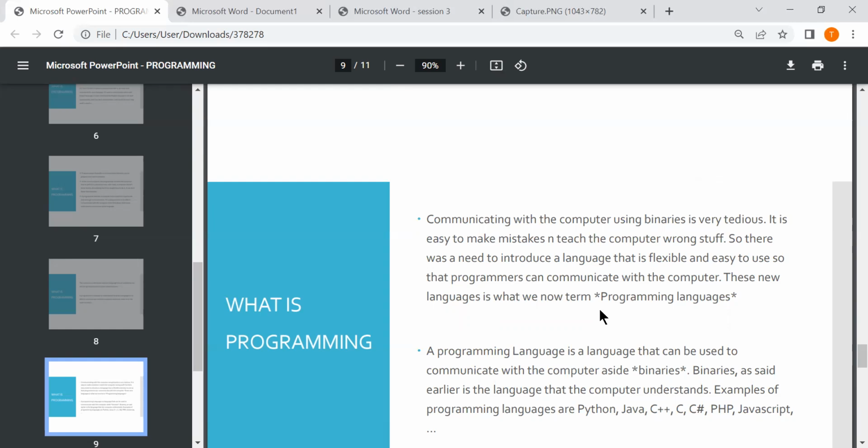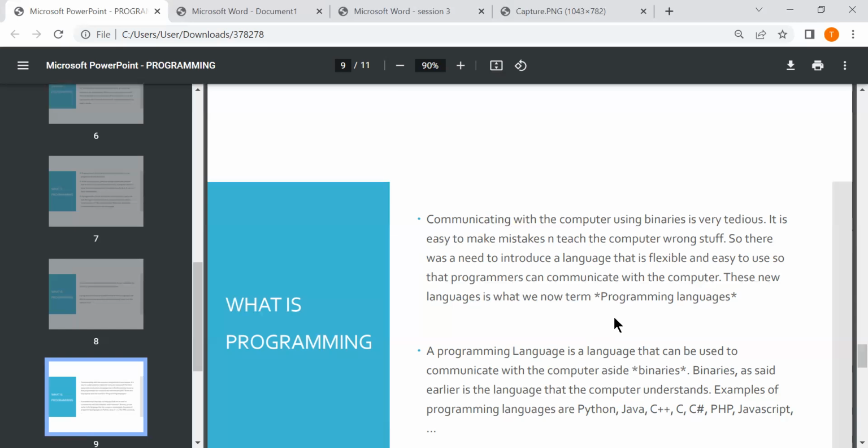You have to communicate with the computer. In the communication, the computer understands only one language, binaries. So to be able to communicate with the computer, you have to understand the language the computer understands so that you can pass your information or your lessons to the computer. But the language the computer understands, which is binaries or machine language, is very tedious. It's hard to work with. It's hard to communicate with the computer using that language.